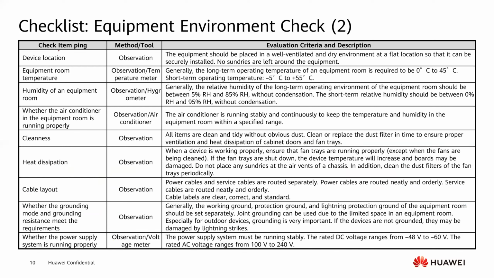Then we can use these methods. Let's look at some of them. For example, cleanness. We use method 2, observation. We check that all items are clean and tidy without obvious dust. Clean or replace the dust filter in time to ensure proper ventilation and heat dissipation of cabinet doors and fan trays. This is one example.